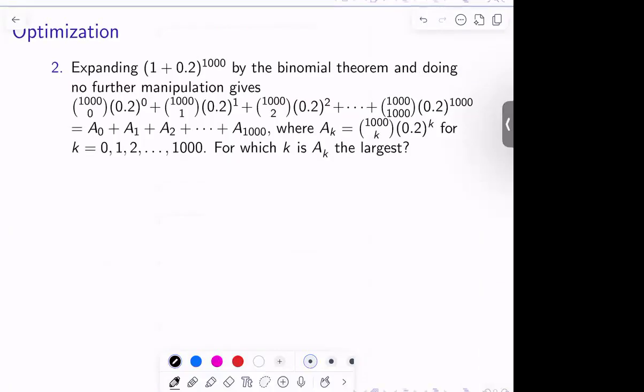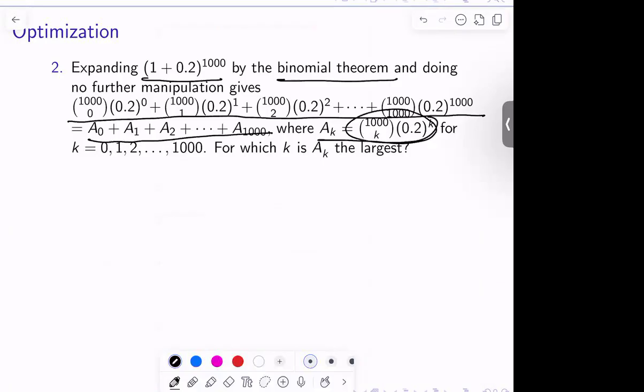The next question, we have this expansion, and by the binomial theorem, you get this, and you can write this as a sum of a_k's, where each a_k can be expressed in this general form for k ranging from 0 to 1000, and we want to find for which k a_k is largest.